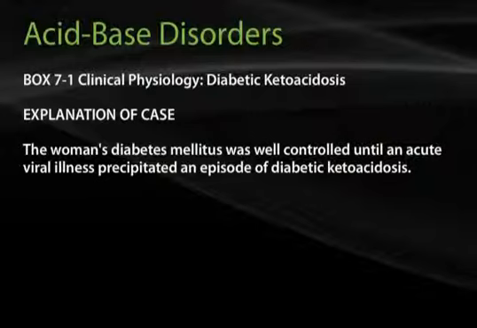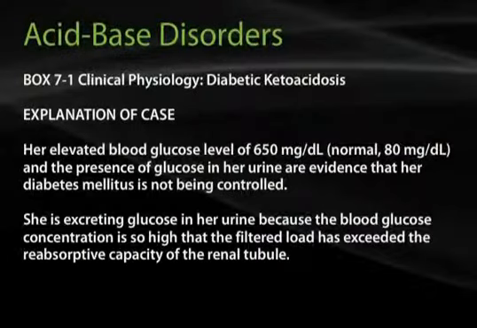The woman's diabetes mellitus was well controlled until acute viral illness precipitated an episode of diabetic ketoacidosis. Her elevated blood glucose level of 650 milligrams per deciliter, and recall the normal is approximately 80 milligrams per deciliter, and the presence of glucose in her urine are evidence that her diabetes mellitus is not being controlled. She is excreting glucose in her urine because the blood glucose concentration is so high that the filter load has exceeded the reabsorptive capacity of the renal tubule.